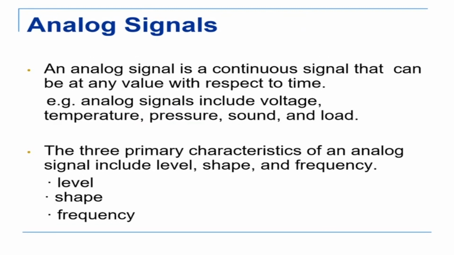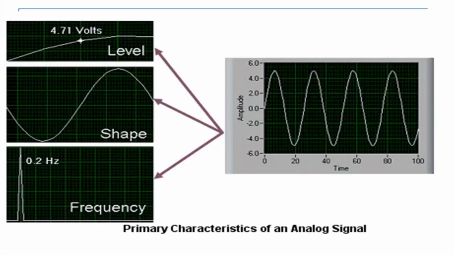Now, an analog signal, as I just explained, is a continuous signal that can be at any value with respect to time. Some examples are voltage, temperature, pressure, sound, load. These are all analog signals. Analog signals have three things that characterize them: the level of the signal, the shape of the signal, and the frequency of the signal.